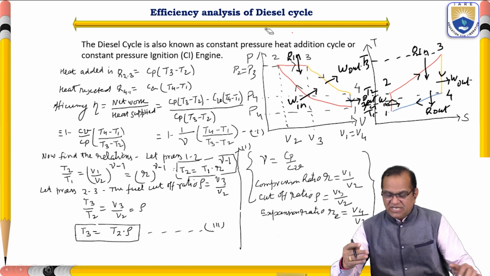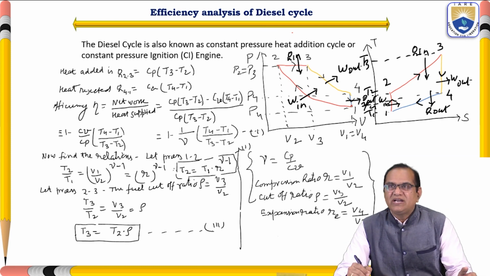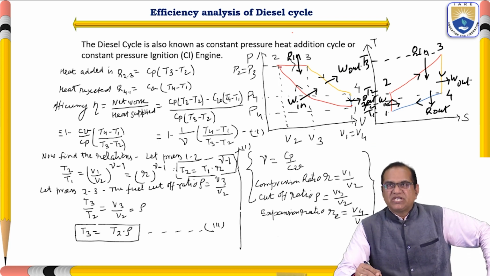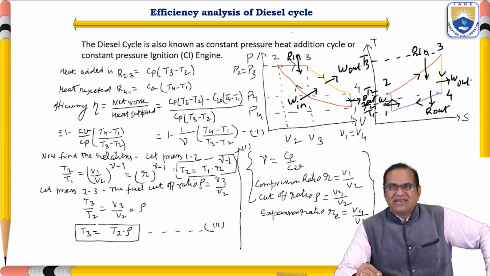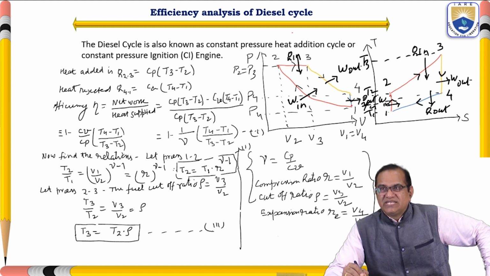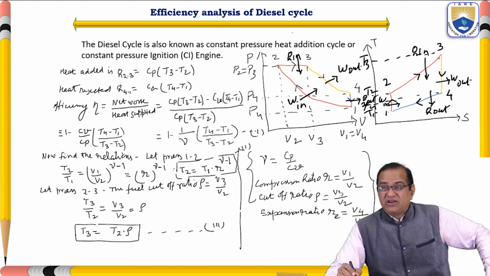Here it is a constant pressure. If you see the diagram, 1 to 2 is isentropic compression. 2 to 3 is isobaric heat addition. 3 to 4 is isentropic expansion, and 4 to 1 is isochoric heat rejection. 1 to 2 is isentropic compression. 2 to 3 is heat addition, so temperature is increased. 3 to 4 is work out, and 4 to 1 is heat in.